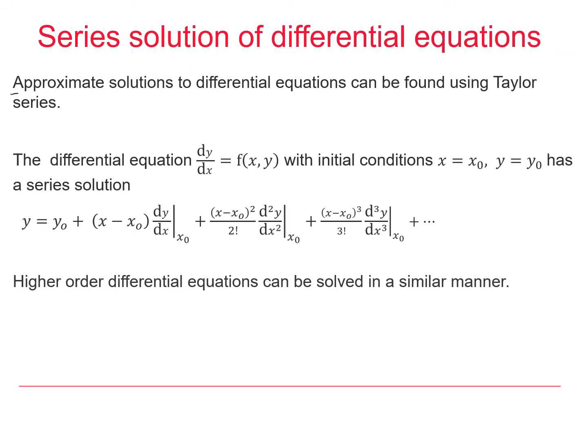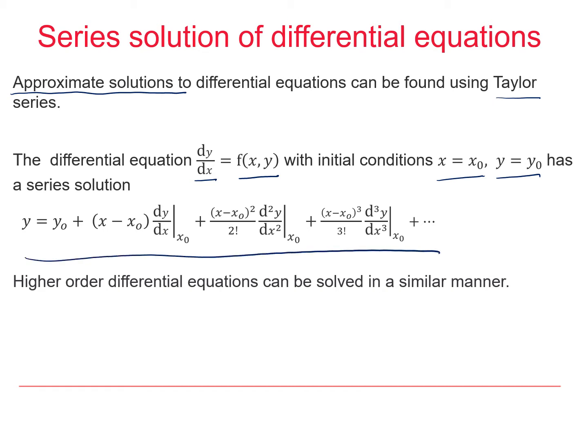We can find approximate solutions to differential equations using a Taylor series. If we have a differential equation where the first derivative is some function of x and y, and we're given initial conditions of x equals x naught and y equals y naught, then we can develop a series solution as below. The nomenclature here is different, but it is pretty much the same. The a that we're taking away from x each time is actually x naught.